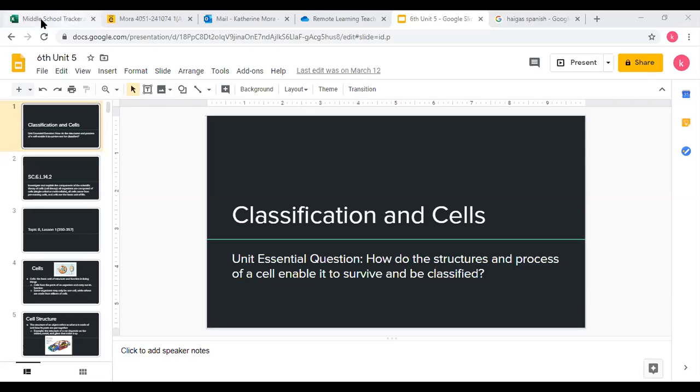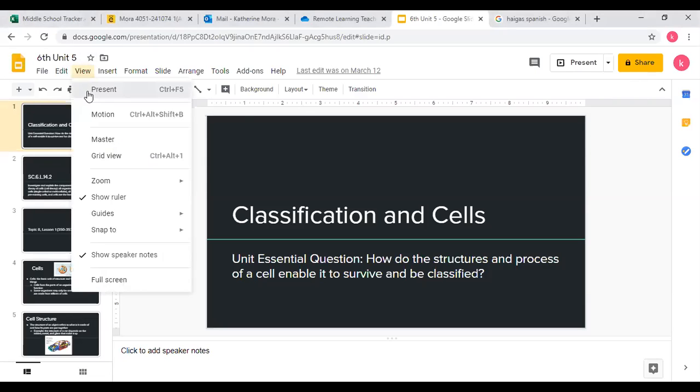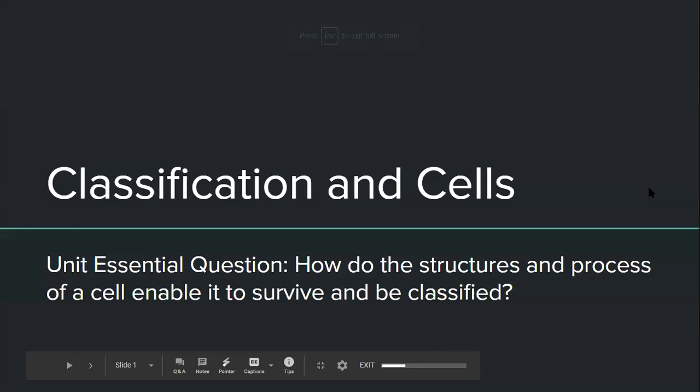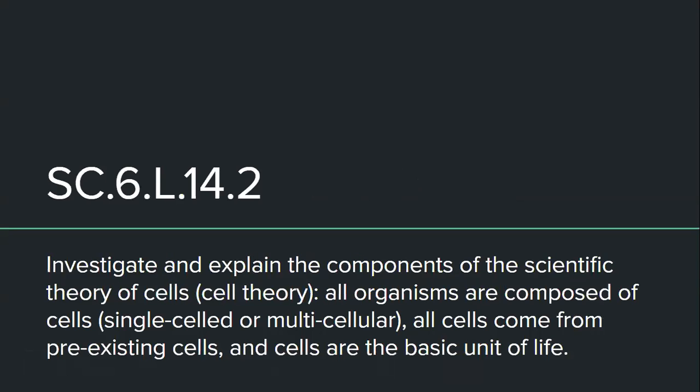But let's get started. Our lesson is going to be talking about the structure and function of cells. So, everything about cells. Our unit essential question is: how do the structures and processes of a cell enable it to survive and be classified in the scientific community?